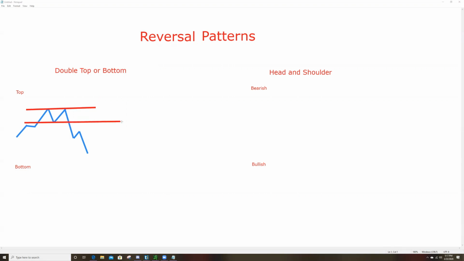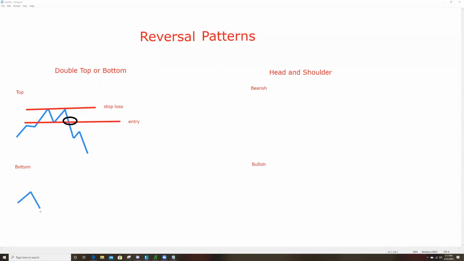Now I'm drawing the neckline right here, which is our entry point, by the second red line. Once the stock breaks that second red line, depicted by the black circle, that is a cue to enter the short. And once we do that, we have our exit or our stop loss right above our resistance level, which is the point the stock did not cross.